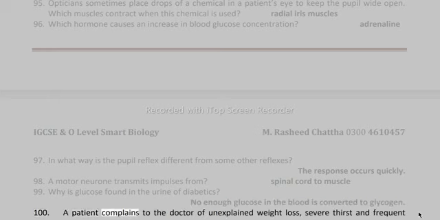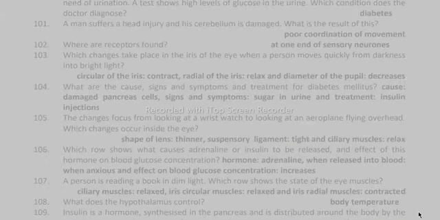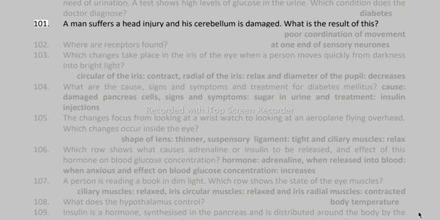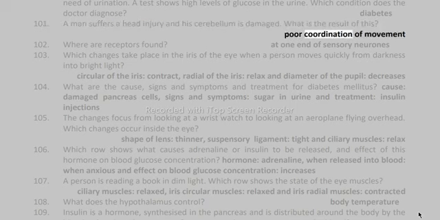100. A patient complains to the doctor of unexplained weight loss, severe thirst and frequent need of urination. A test shows high levels of glucose in the urine. Which condition does the doctor diagnose? Diabetes. 101. A man suffers a head injury and his cerebellum is damaged. What is the result of this? Poor coordination of movement.